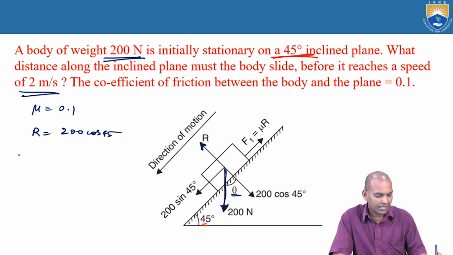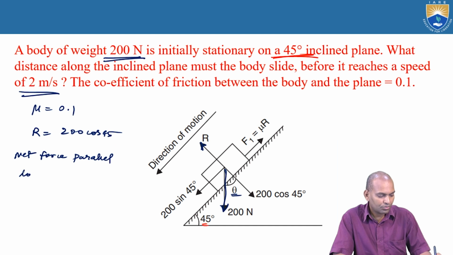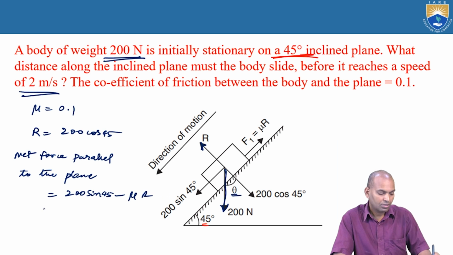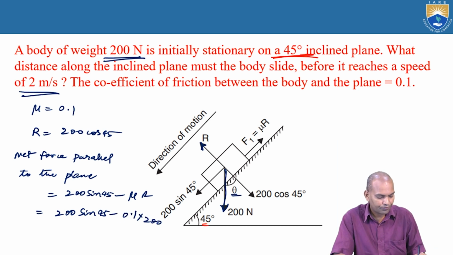And another one is the net force. The net force parallel to the plane equals 200 times sin 45 minus mu times R. Now what is mu equal to? 200 times sin 45 minus mu, where mu equals 0.1, and R equals 200 times cos 45. This is the net force.